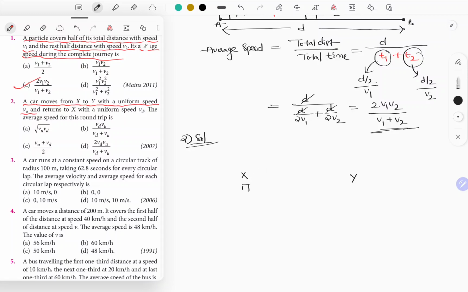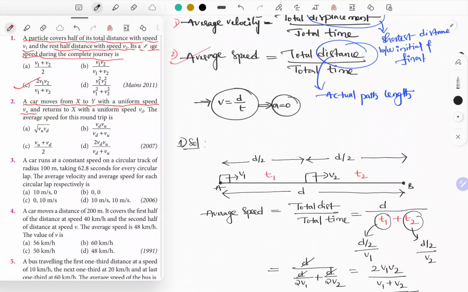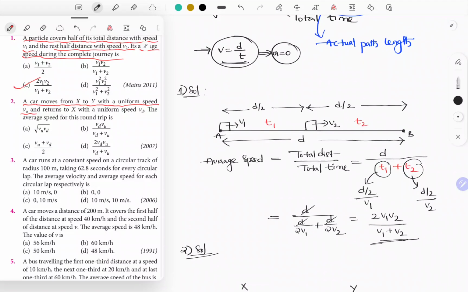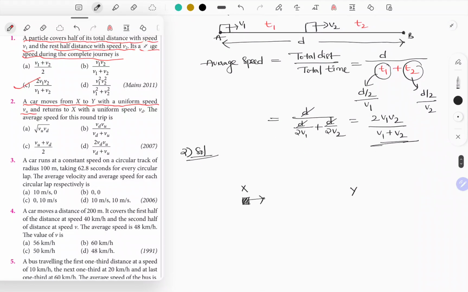Let's say the object is here and it is moving with a uniform speed. Uniform speed in the sense speed is constant. If speed is constant, acceleration is going to be zero. If acceleration is zero, we have only one formula which relates velocity, displacement, time, or speed, distance, time. This is V is equal to D/T. Remember, this is also called uniform motion, right?